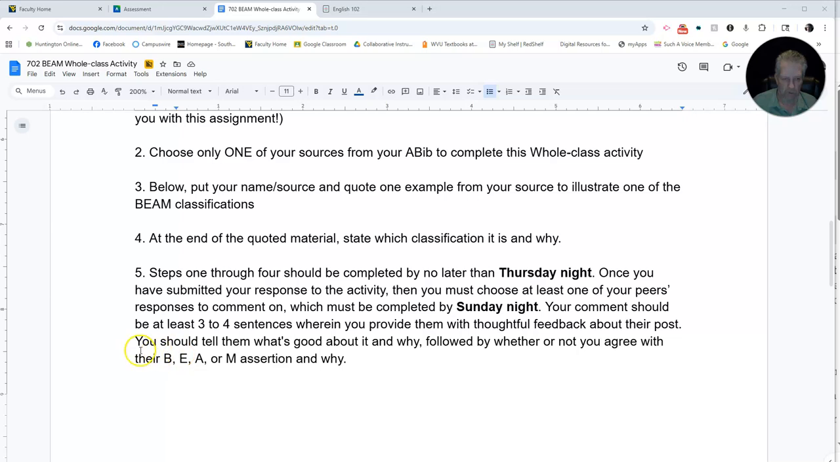And then tell them what's good about it and why, followed by whether or not you agree with their assertion and why. And so in either one of these places, probably in this place, you could maybe add your own thoughts about, maybe it could be something different also. Maybe you could cover A as well as E. In other words, give them some good solid feedback based on this.